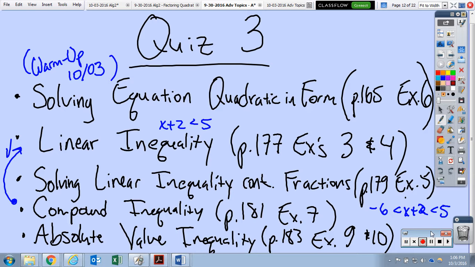If you want to see where else in the book we're talking about, like solving equations in quadratic form, you can see page 165, example 6. Linear inequalities, again, these are very simple. You guys might not even need to study these. You might feel, okay, I know this and compound, easy. But maybe you do need to study the ones with fractions. We'll go over one of them next.